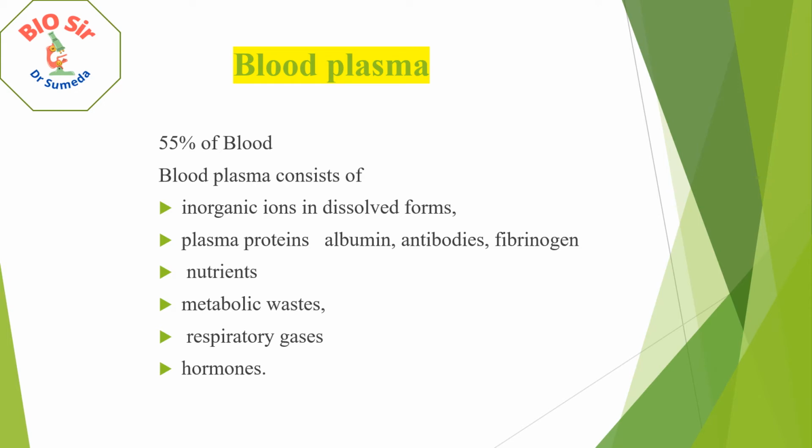When we talk about the plasma, it normally makes up 55% of blood. That is the fluid content of the blood. The blood plasma consists of inorganic ions in dissolved form, plasma proteins like albumin, antibody, and fibrinogen, nutrients, metabolic waste, respiratory gases like carbon dioxide and oxygen, and different types of hormones.